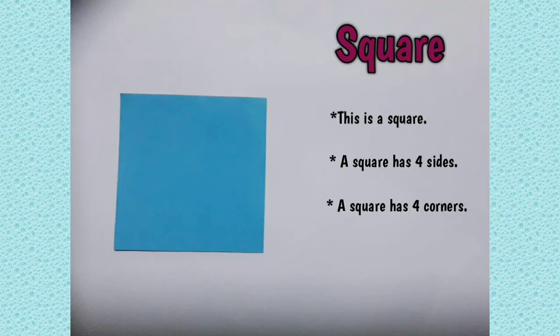A square has 4 corners. How many corners are there in a square? There are 4 corners. So let's see all the 4 corners. This is the first corner of the square. This is the second corner of the square. This is the third corner of the square. And this is the fourth corner of the square. So, how many corners are there in a square? There are 4 corners in the square.